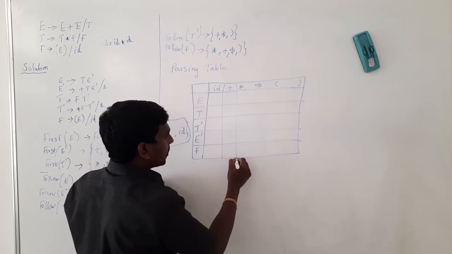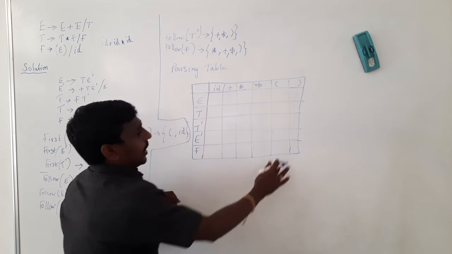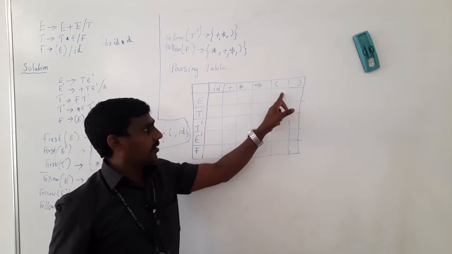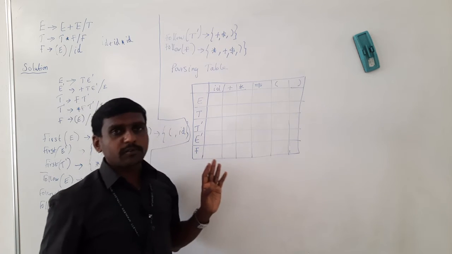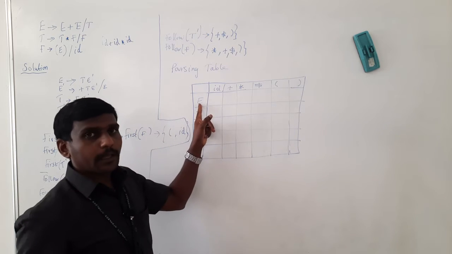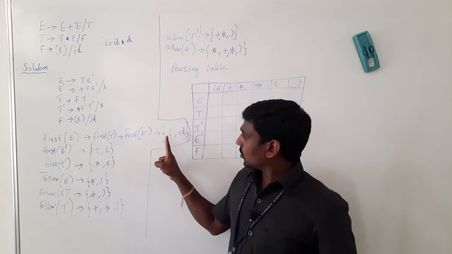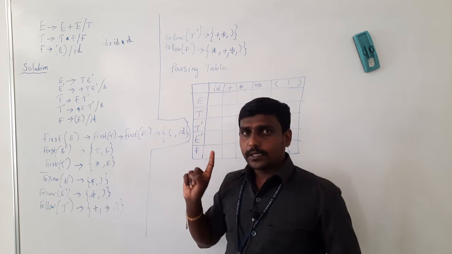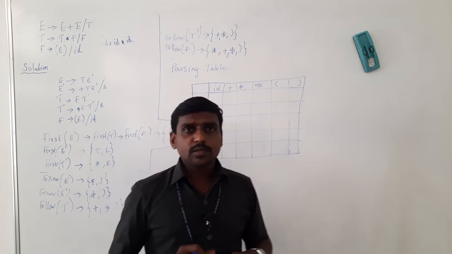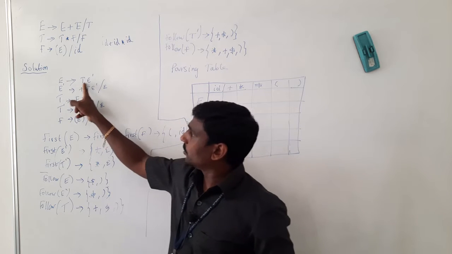How to fill this parsing table or transition table: I want to fill the E function. So what we have to see is the first function for this E. Already we found first of E, right? First of E, the answer is open brace and ID. So in the place of open brace and ID, I want to fill the E production, that is E tends to T E dash.